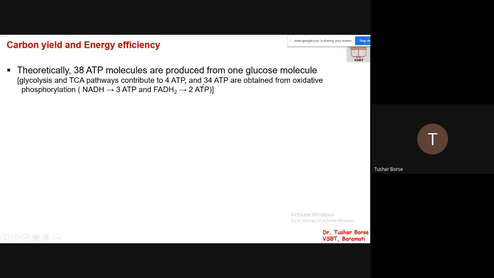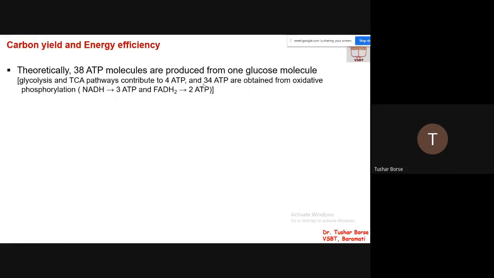Now, knowing this, we can go for the carbon yield, that is, how much biomass is formed, and whether the energy which is actually produced is being efficiently used or not. So we'll talk about carbon yield and the energy efficiency. If you are talking about the central pathway which we have discussed, then theoretically there are around 38 ATP molecules produced when one glucose molecule is oxidized.